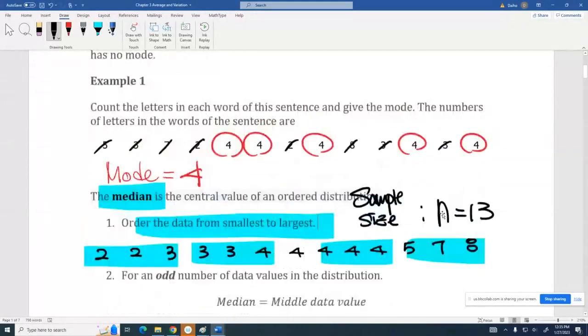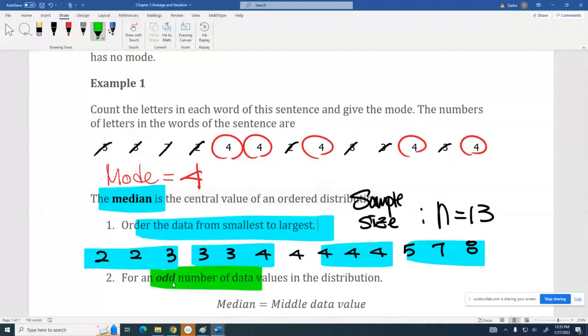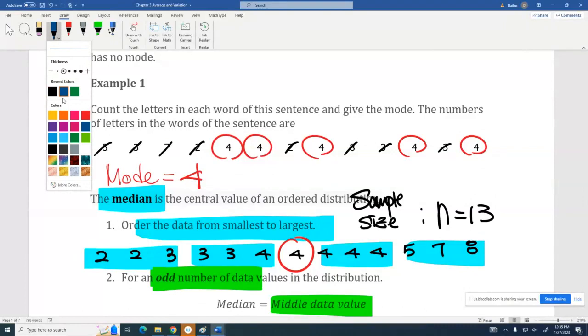13, odd number. What can I do? The odd number case: just take the middle one. What did I say? What was the median? The median will be just in the middle, right? Who will be the median then? 4, the second 4. The second 4 will be the median. It's good, right?